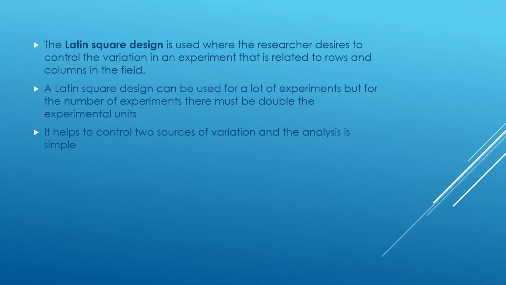The Latin square design is used where the researcher desires to control the variation in an experiment that is related to rows and columns in their field. Latin square designs can be used for a lot of experiments, but one downfall of this design is that for the number of treatments, there must be that number squared of experimental units. Using Latin square designs helps to control two sources of variation, and analysis is usually simple.